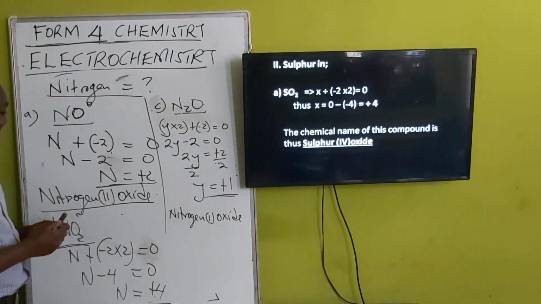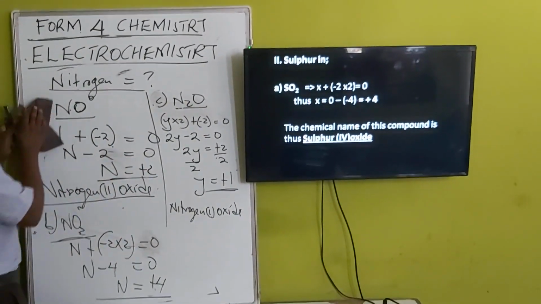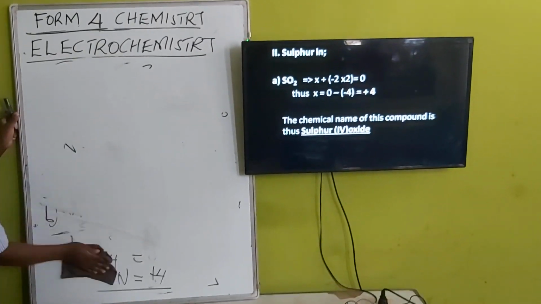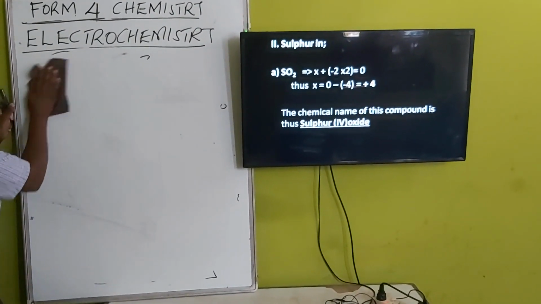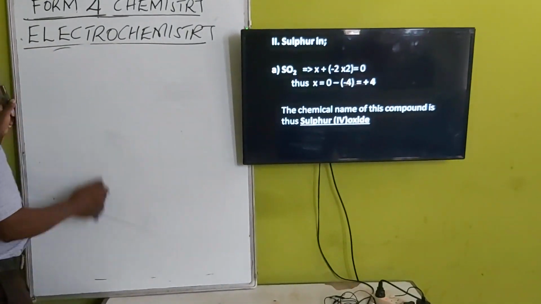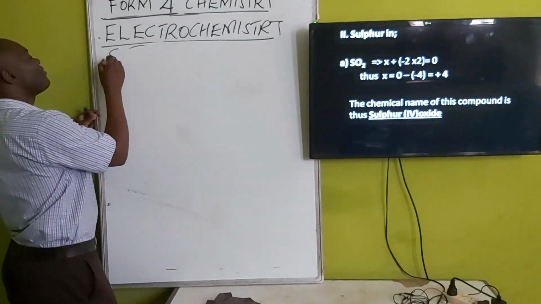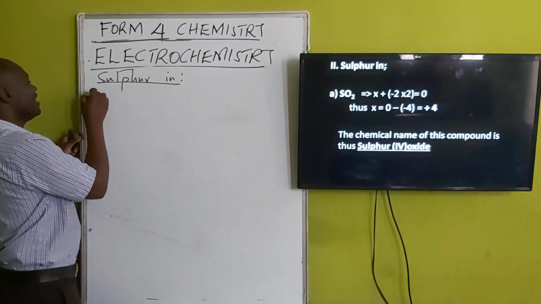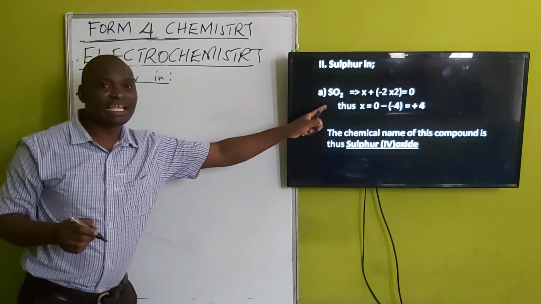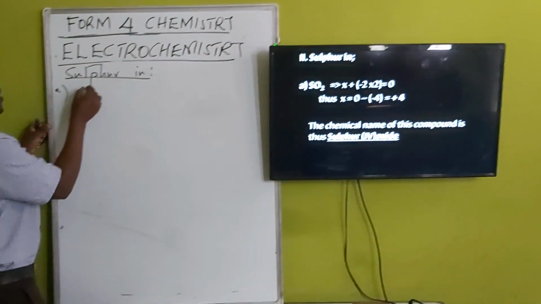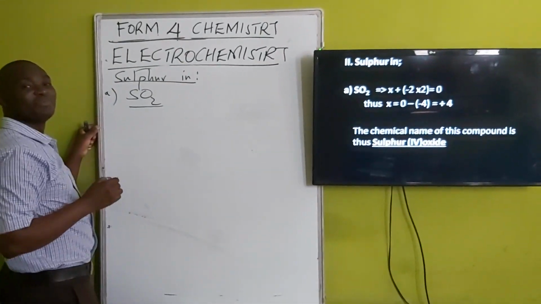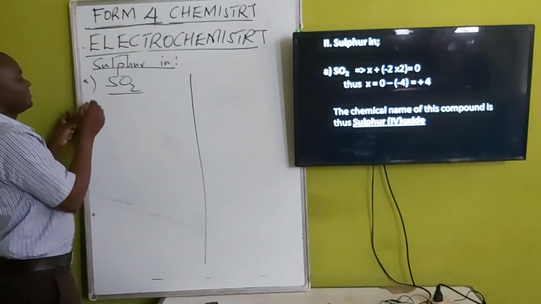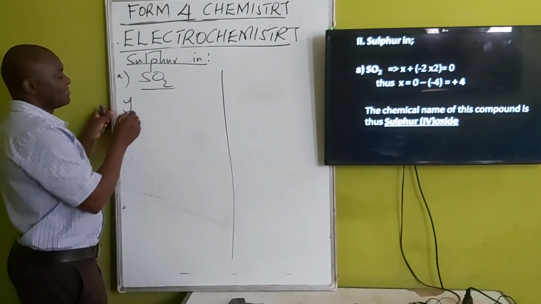We can also give the example of sulfur in different compounds. So we want to deal with sulfur in A, sulfur in SO2. We don't know sulfur, so we fix sulfur as Y.